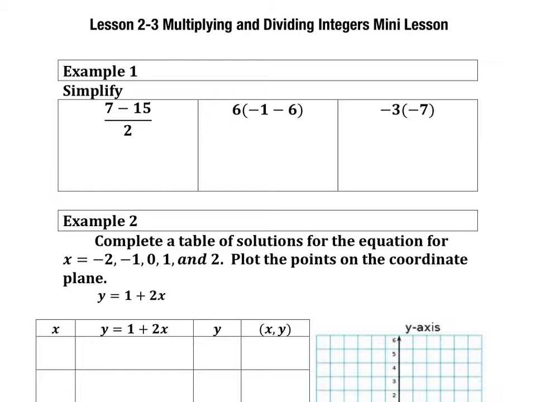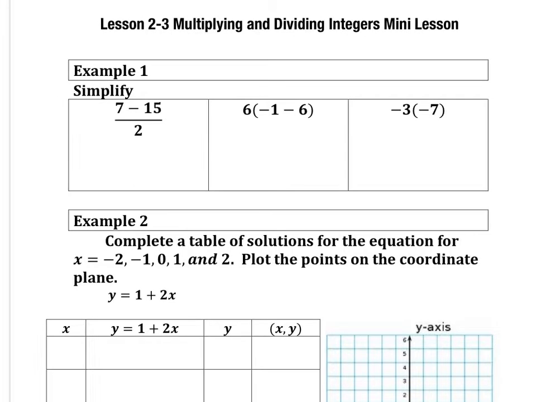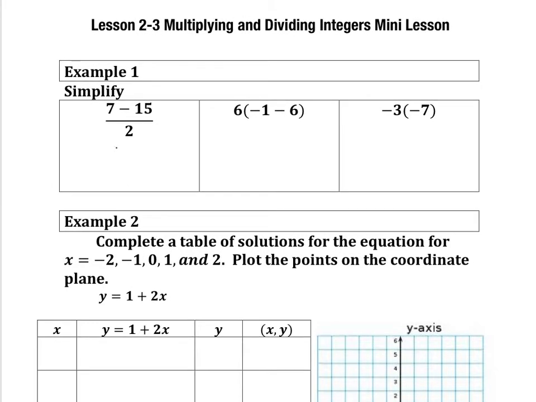Now we're going to treat the numerator as a grouping symbol. We're going to have to do that first before we divide by 2. So 7 take away 15. 15 is larger than 7. We're going to subtract and keep the sign of the larger, which is the 15. So 15 minus 7 is going to be 8, and we're going to keep it negative because 15 was larger in terms of absolute value.